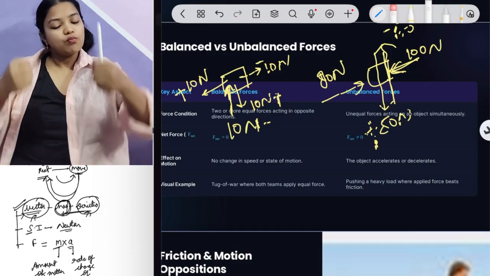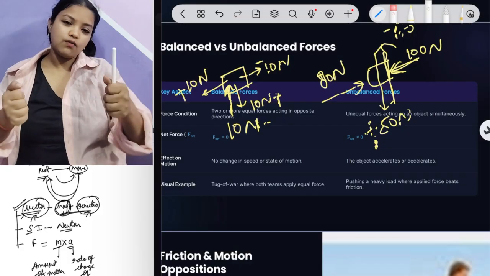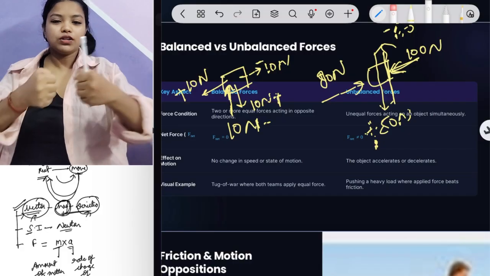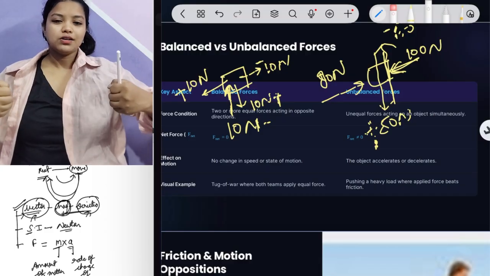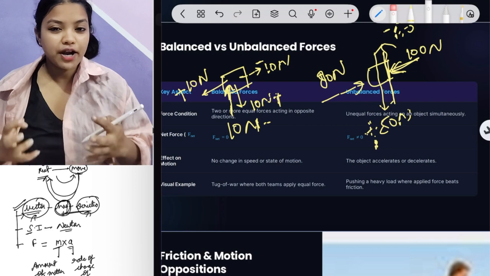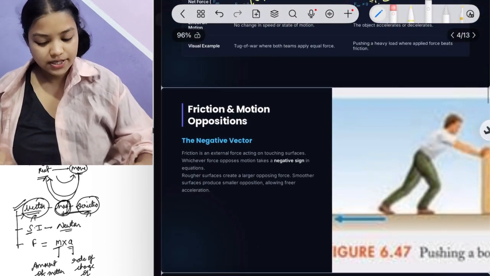Now that is known as unbalanced force. But now both persons, clear है? With equal strength. Now both are trying to pull towards themselves, but with equal magnitude. Now resultant force will be 0. No further movement. Is it clear?